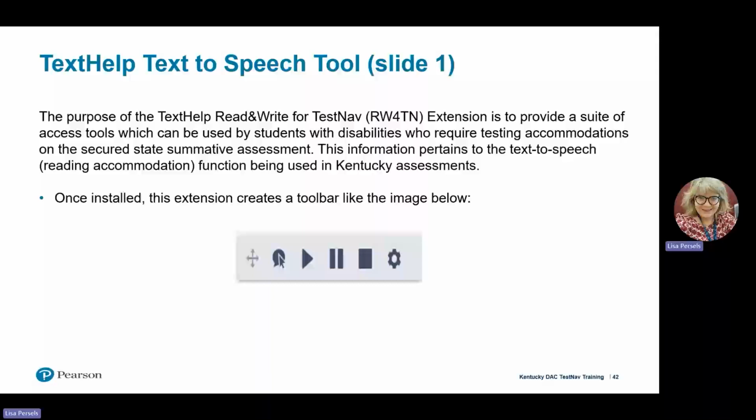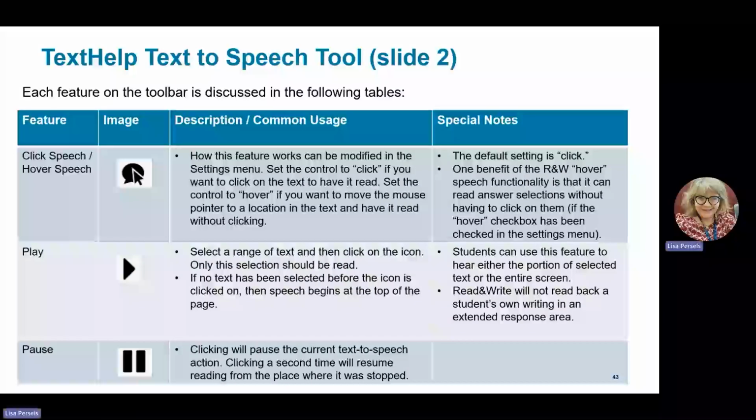The purpose of the Text Help Read and Write for TestNav extension is to provide a suite of access tools that can be used by students with disabilities who require testing accommodations on the secured state summative assessment. This information pertains to the text-to-speech reading accommodation function being used in Kentucky assessments. Once installed, this extension creates a toolbar like the image below. Each feature on the toolbar is discussed in the tables below.